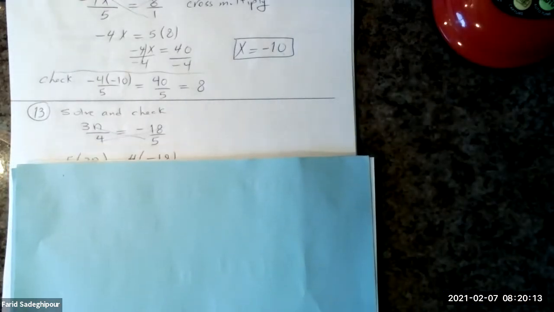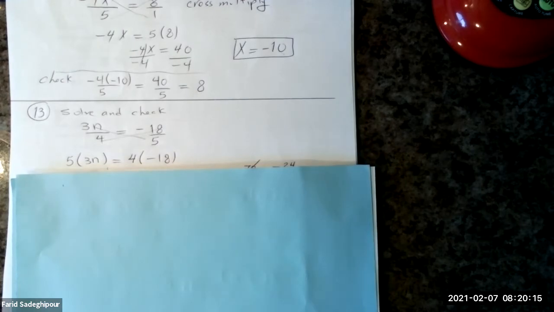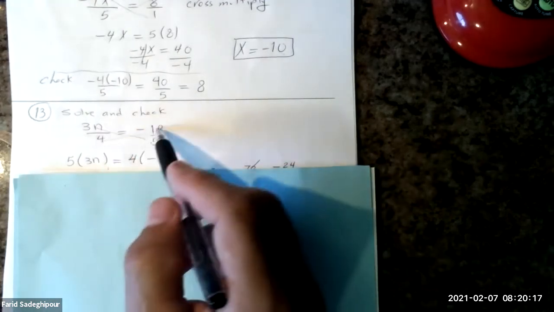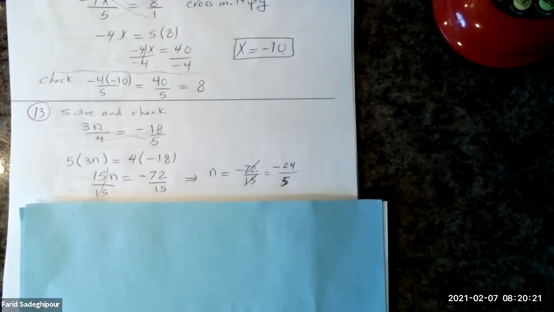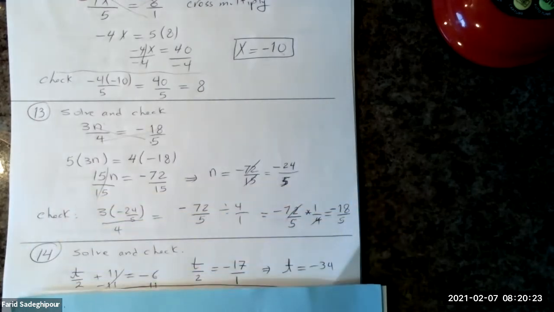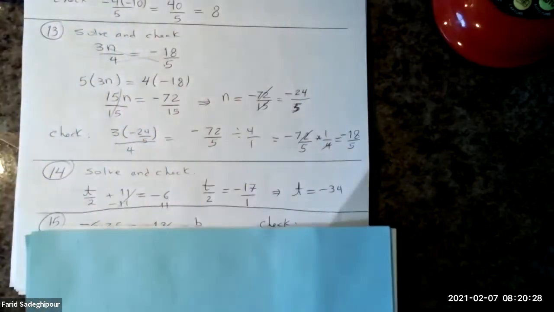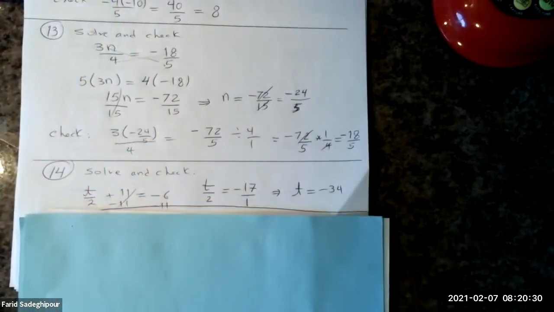Cross multiplications. 5 times that is this. Divide both sides by that. Solve and check.